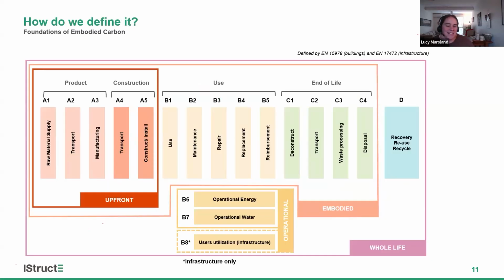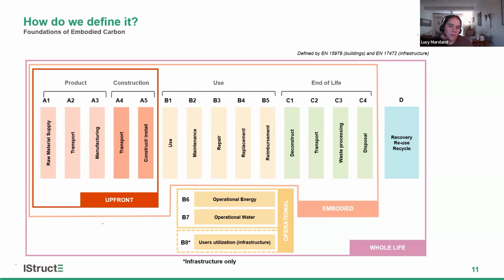So those lovely rainbow diagrams get a bit into more nitty-gritty detail with the technical language as defined by EN 15978 for buildings and EN 17472 for infrastructure. These are our life cycle stages. If you take anything away from what I talk about today, it's having this language of these life cycle stages. We spend a lot of time talking about A1 to A5, that upfront piece. And I think from a structural perspective, it makes sense, because that is the big chunk of the structural system that is going to survive the duration of an asset's life.